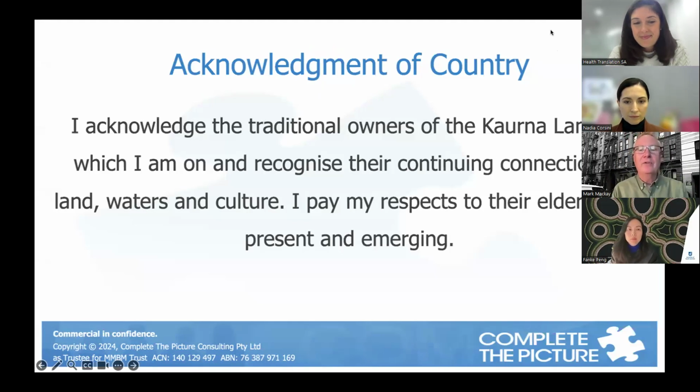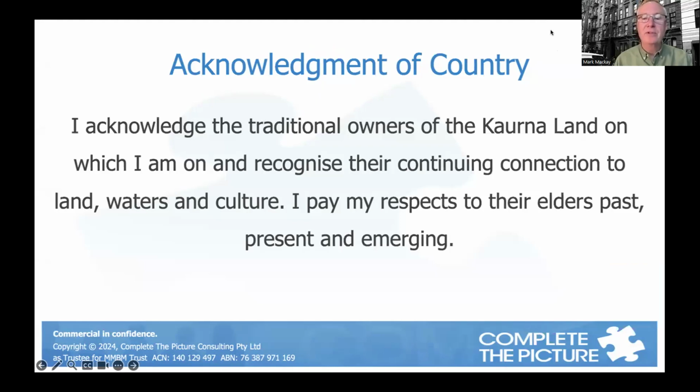I'd like to acknowledge the traditional owners of the Kaurna land on which I am on and recognise their continuing connection to land, waters and culture. And I'd like to pay my respects to their elders past, present and emerging.